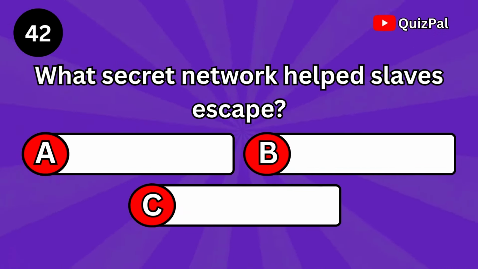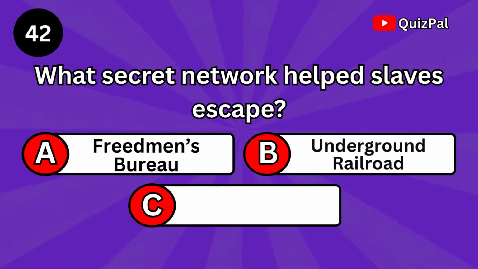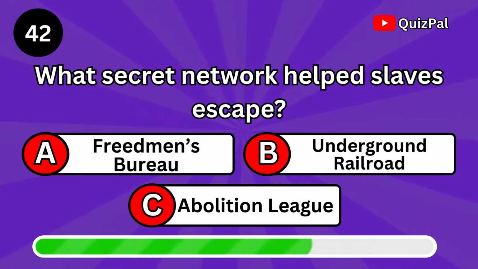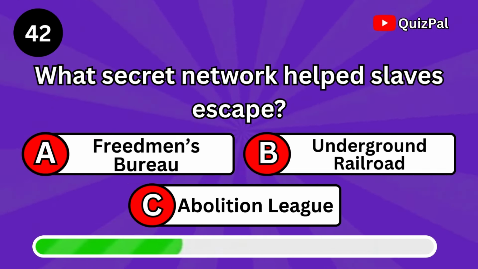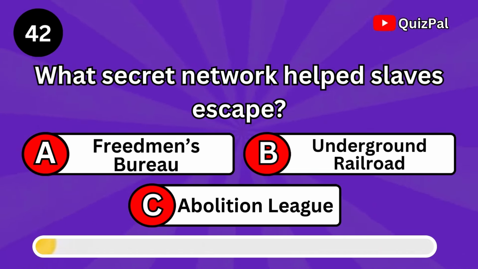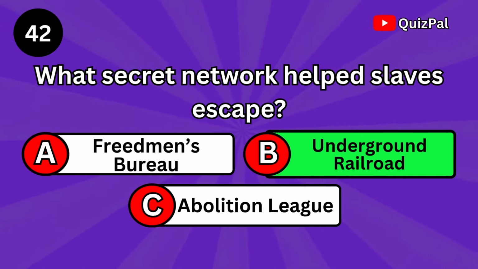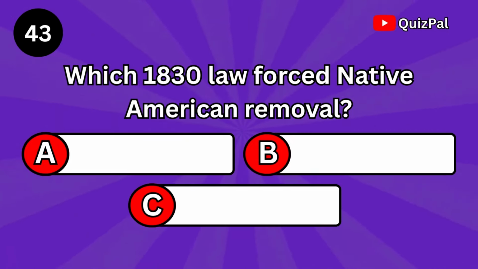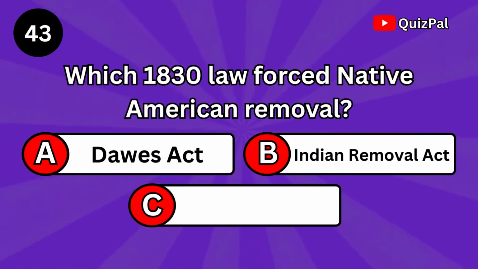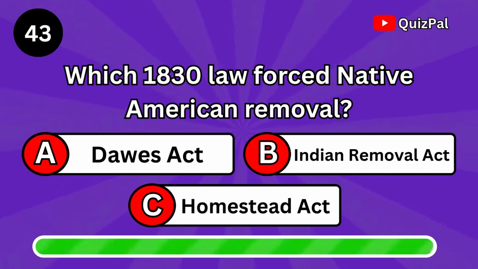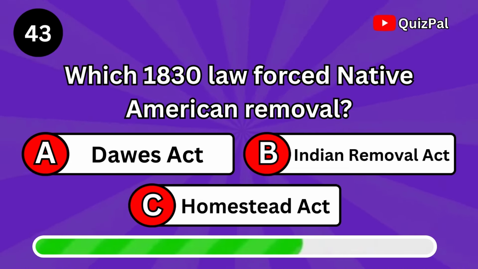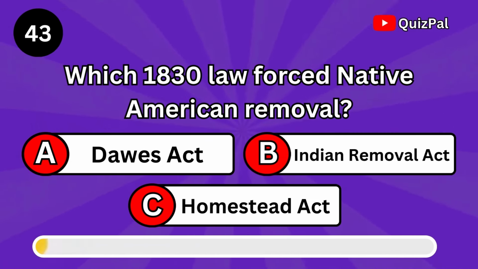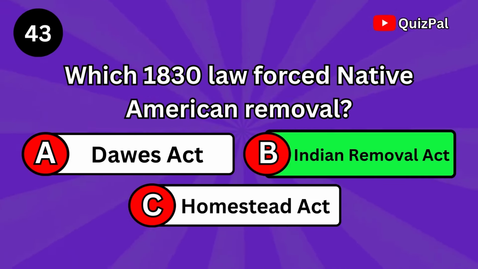What secret network helped enslaved people escape to freedom? The Underground Railroad. Which 1830 law forced Native Americans off their land? The Indian Removal Act.